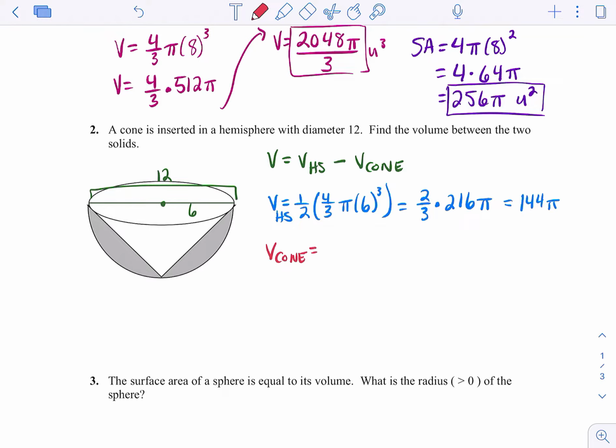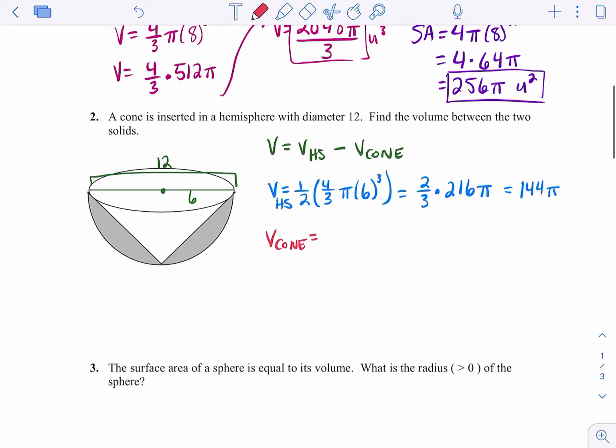So for the cone, remember that the volume of a cone is 1/3 pi r squared times our height of h, or 1/3 pi r squared h. Now here's the challenge, they did not tell us the height. Here's where we want to go back to our knowledge. So the kind of pink salmon line I just drew in is our height.